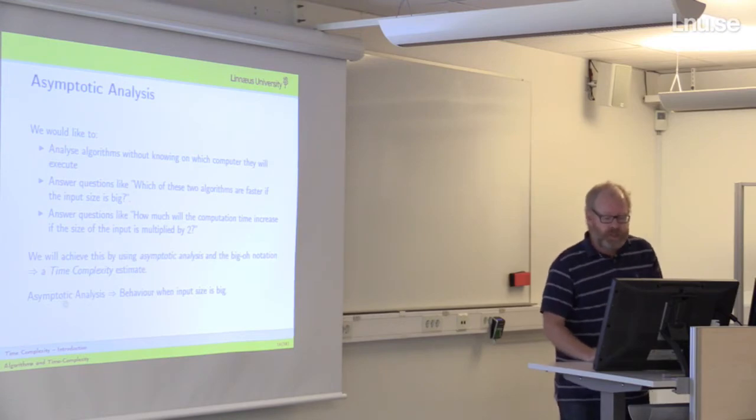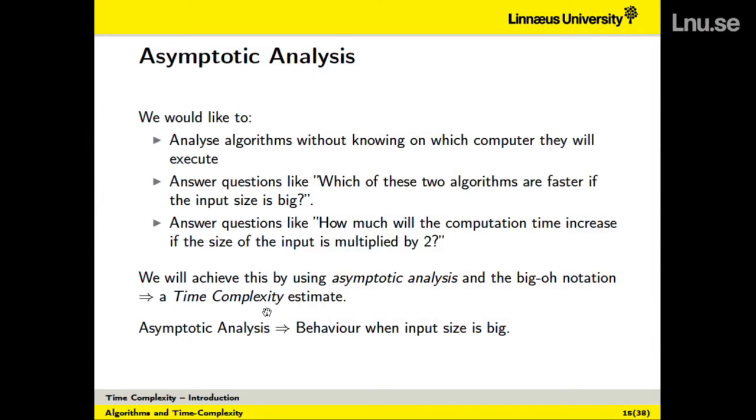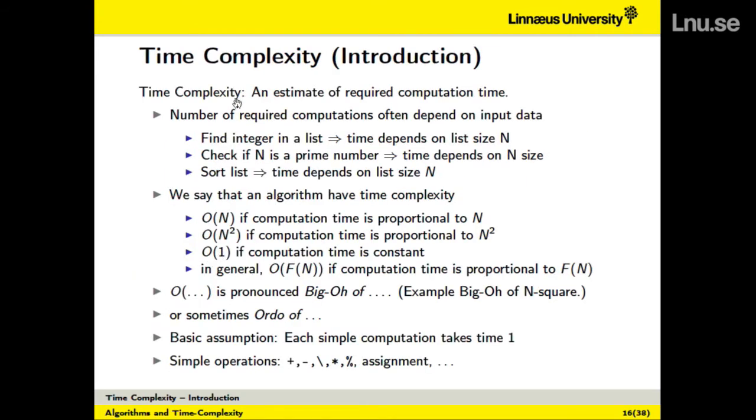So, asymptotic analysis is behavior when input size is big, and what we will do is something called a time complexity estimate. We will give an expression telling how this particular algorithm behaves for large input values. Time complexity: an estimate of required computation time. That's the first thing. We are estimating something here. It will not be a precise value, like 2.3 seconds.